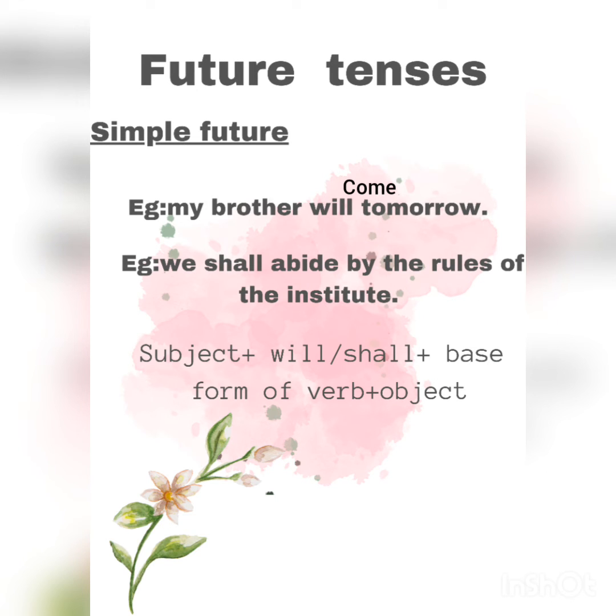Next one is future. The first one in future is simple future. The form of simple future is subject plus will or shall plus base form of verb plus object. For example, my brother will come tomorrow. Then the second one is we shall abide by the rules of the institute.